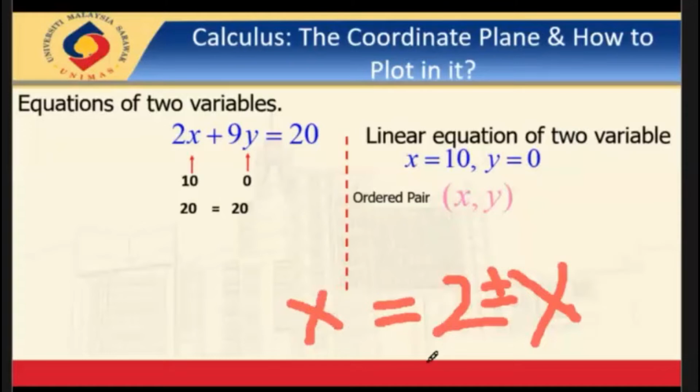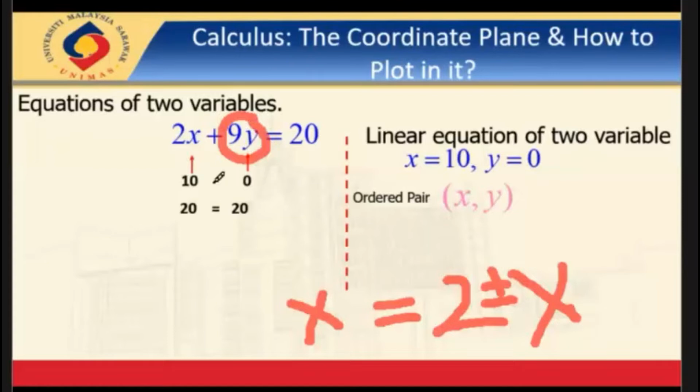Yeah, very good. So it will be multiplication. In this case, the 2x means 2 multiplied with x. So if x equal to 10, then 2 times 10 equal to 20. So this will become equal to 20. And for the other one, if y equal to 0, we know that everything multiplied by 0 equal to 0, so this whole component will become 0.